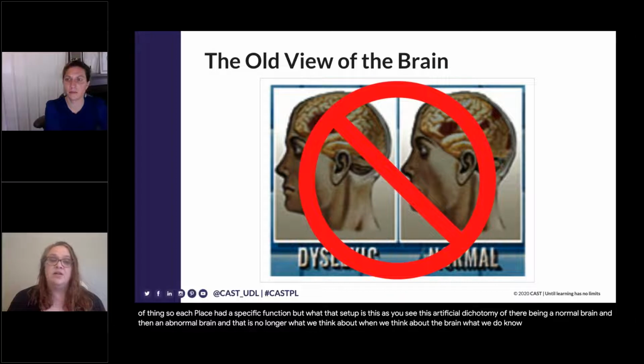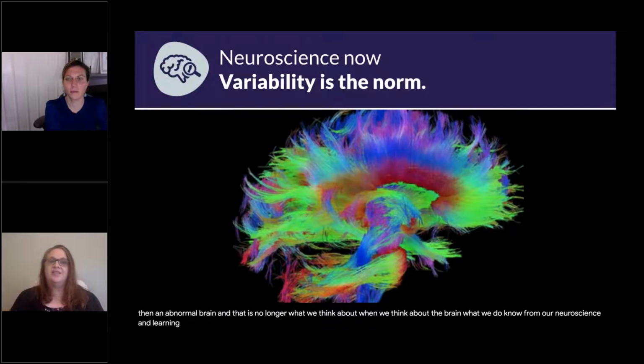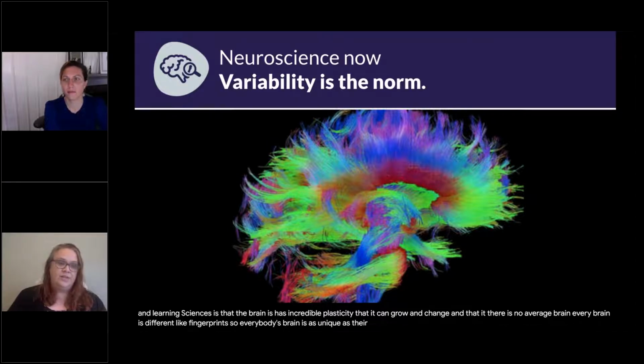What we do know from our neuroscience and learning sciences is that the brain has incredible plasticity, that it can grow and change, and that there is no average brain. Every brain is different, like fingerprints. So everybody's brain is as unique as their fingerprints.